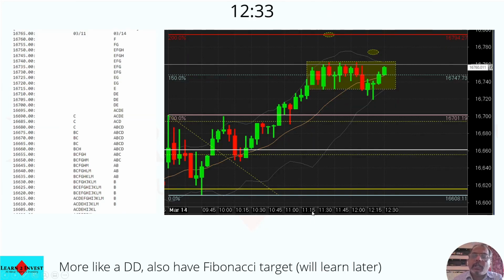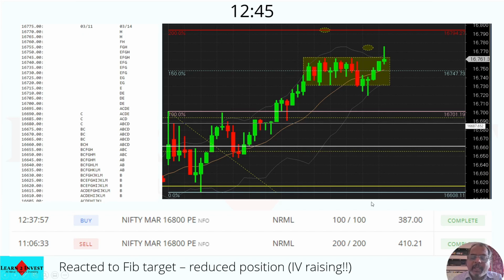Okay, so a little later, 12:33, you see a box-like structure. Now the box-like structure is nothing but the value area. So you have a value area getting developed here. So it looks more like a DD day, and with a DD day, it is possible that it will go all the way here, but it may just go a little less also and then come back. So I'm not very sure. So I would be a little more careful about my Fibonacci target, and that is what happened.